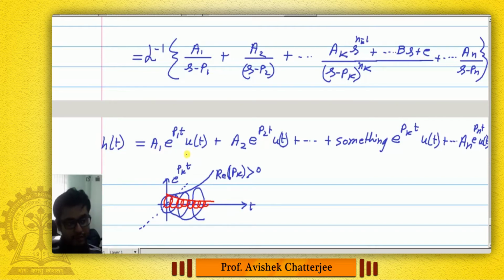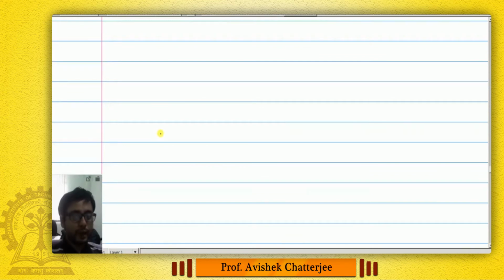Okay, so that means if all these terms have negative real part, mod h(t) is absolutely integrable and the system is BIBO stable. But if any of these terms have positive real part, then mod h(t) will not be absolutely integrable, so the system will be unstable. Okay, so we have seen the power of Laplace transform. Now we will also see the power of Fourier transform.